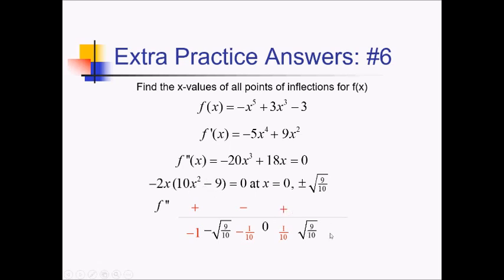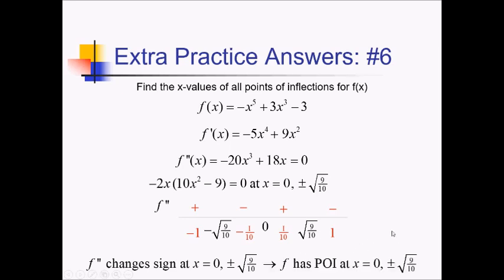Finally, 1 is bigger than radical 9/10. Plugging in 1, that's a negative out here, a positive inside the parentheses, so negative overall result. Now, all of these x values exist for the original function because it's a polynomial. I notice that f double prime is changing sign at 0 and also at these 2 radical 9/10 values, at all of these 3 different spots. That means that f itself has points of inflection at all 3 of these x values.